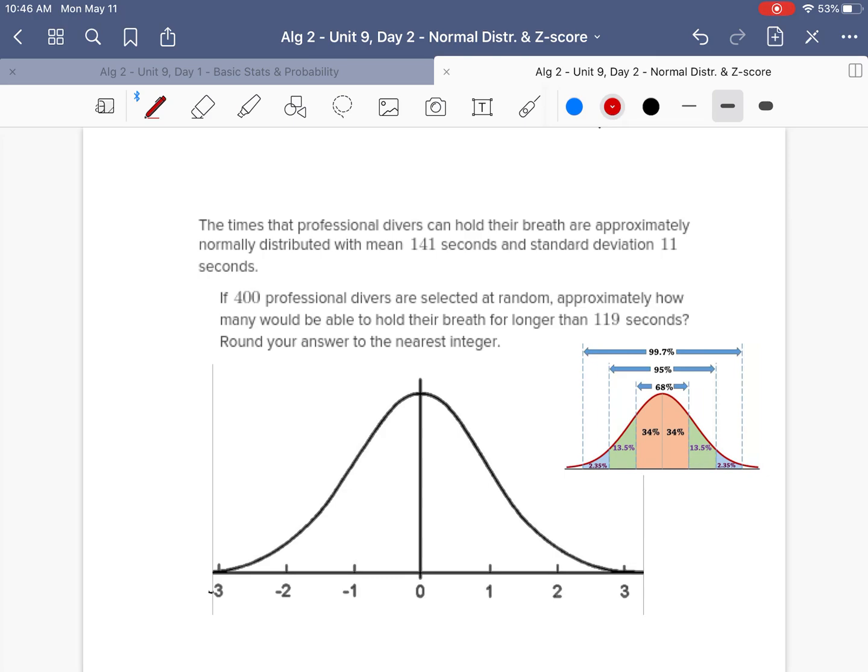So next type of question, a similar situation as before, but this one is going to be special because it's asking you, out of 400 divers, how many would be in the category? So let's figure out the rest of this first. All right, so the times that divers can hold their breath underwater is normally distributed, so it has to tell you that, with a mean of 141, so 141, and a standard deviation of 11. So let me add 11, so that gives me 152.